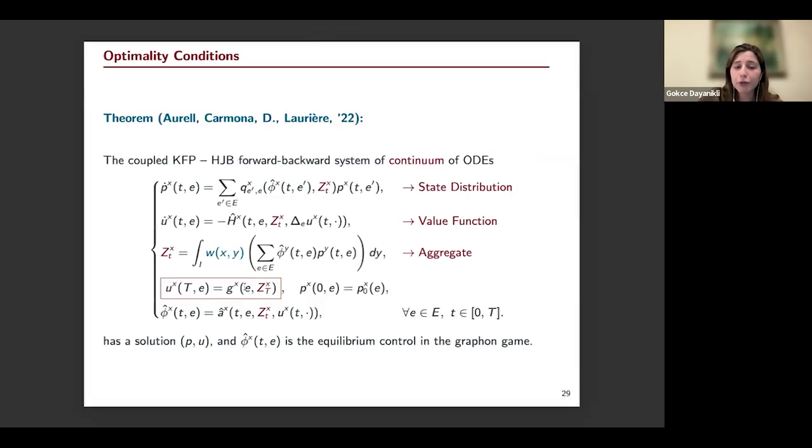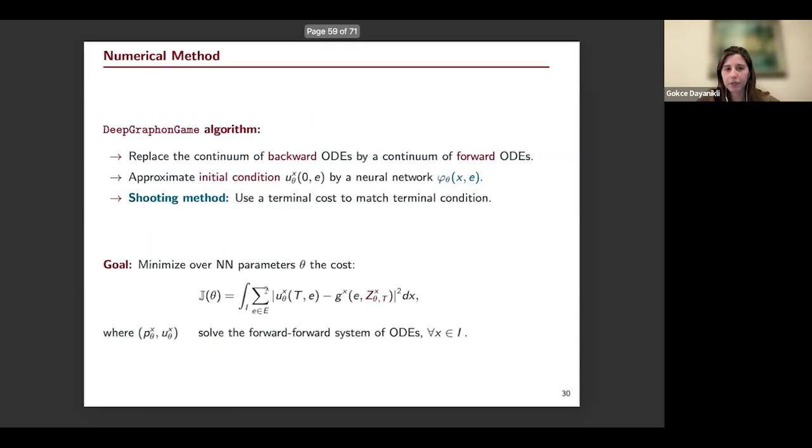If you remember, this was our terminal condition, which says that the value function should be equal to the terminal cost of the agent. So our idea is basically minimizing the error between where we ended up with the neural network initial condition at the terminal time and where we should end up. Of course, since we can't do this for the continuum, what we are going to do is mini batch.